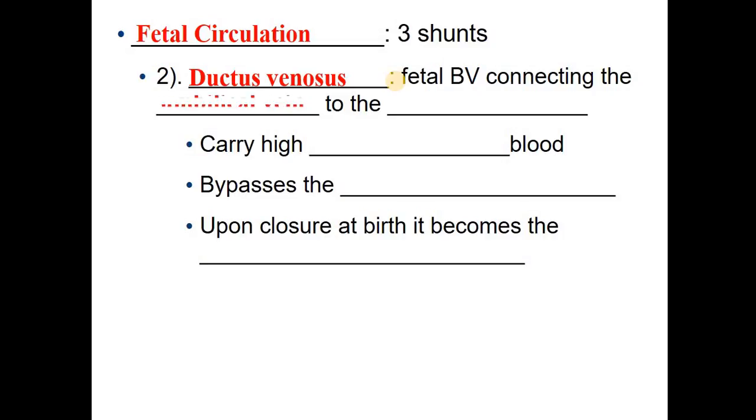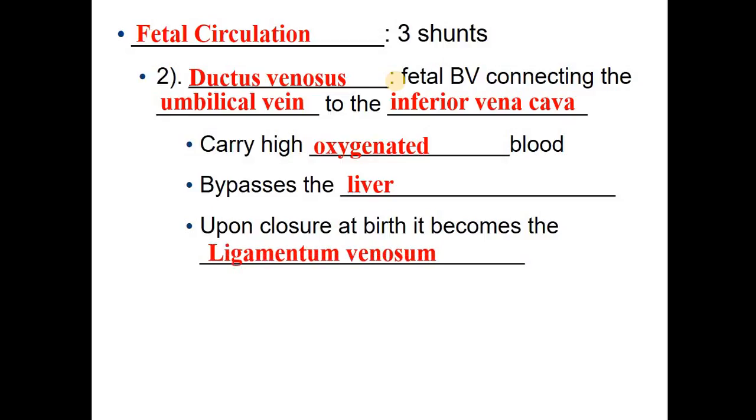Another shunt they have is the ductus venosus. It's the blood vessel connecting the umbilical vein to the inferior vena cava. This will carry highly oxygenated blood. It bypasses the liver and gives it time to develop. And upon closure, it becomes the ligamentum venosum.